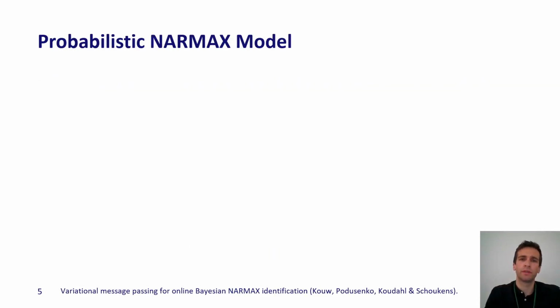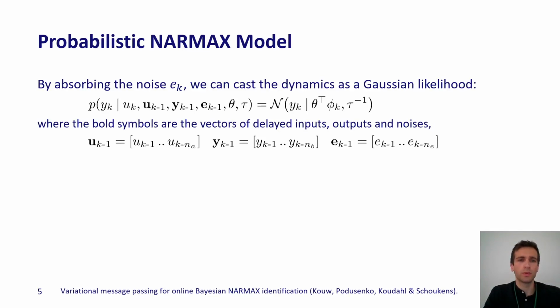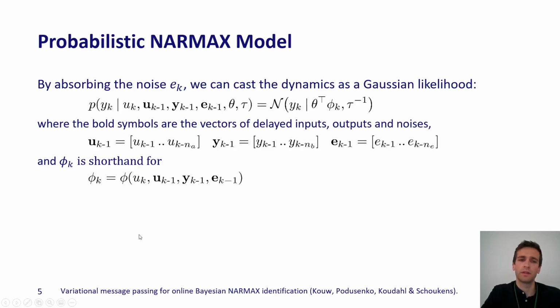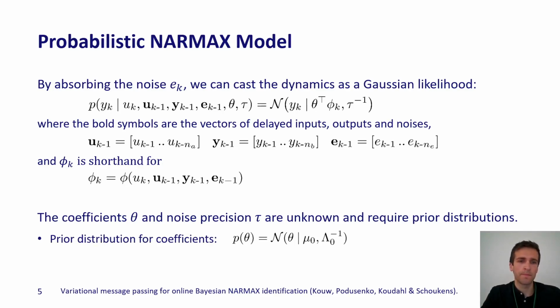So to do Bayesian inference in a NARMAX model, we first have to cast it into probabilistic form. If you absorb this noise instance e_k, then you can cast the entire dynamics as a Gaussian likelihood function. These bold symbols on the left are just the vectors of delayed inputs, outputs, and noises, and this phi of k is just shorthand for the polynomial expansion basis applied at time k. So it's just quite a simple Gaussian likelihood. The coefficients theta and tau, the noise precision, are unknown, which means we have to put prior distributions on them. For the coefficients, I'm going to use a Gaussian, and for the noise precision parameter, I'm going to use a gamma distribution.